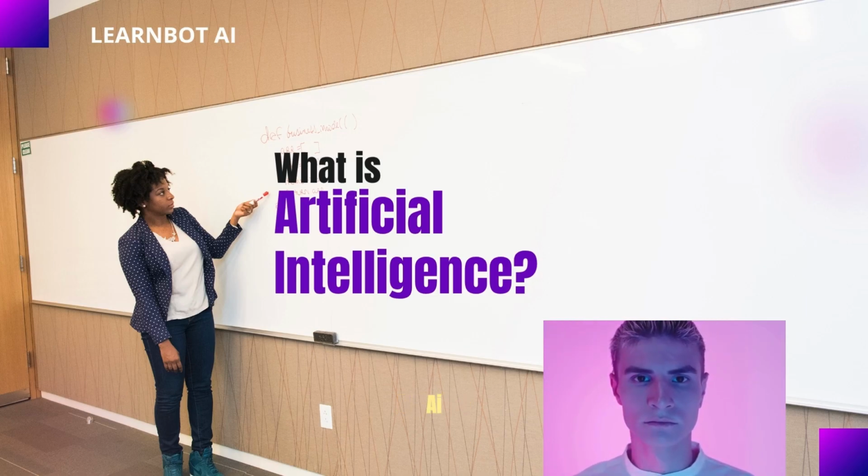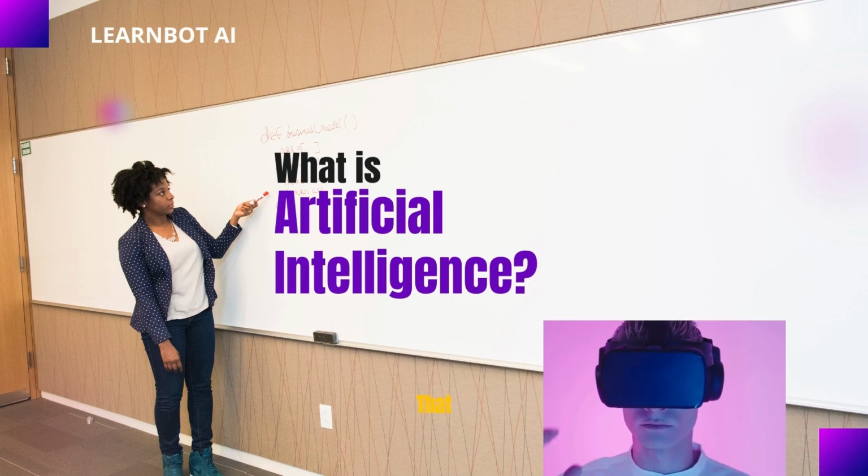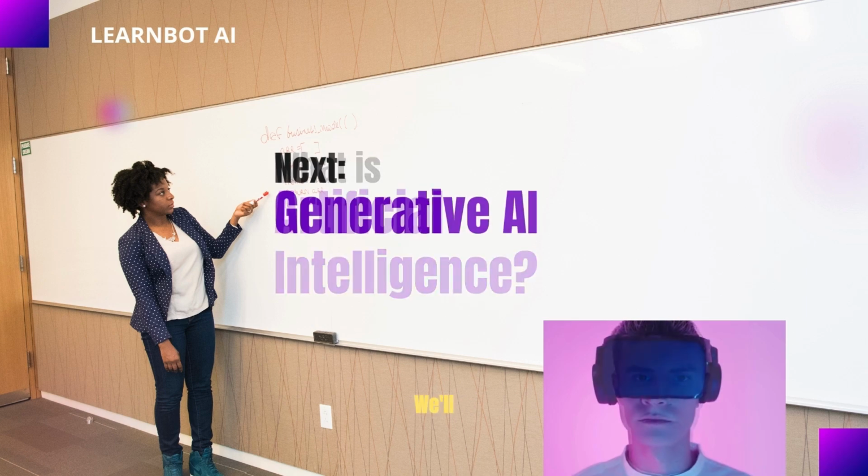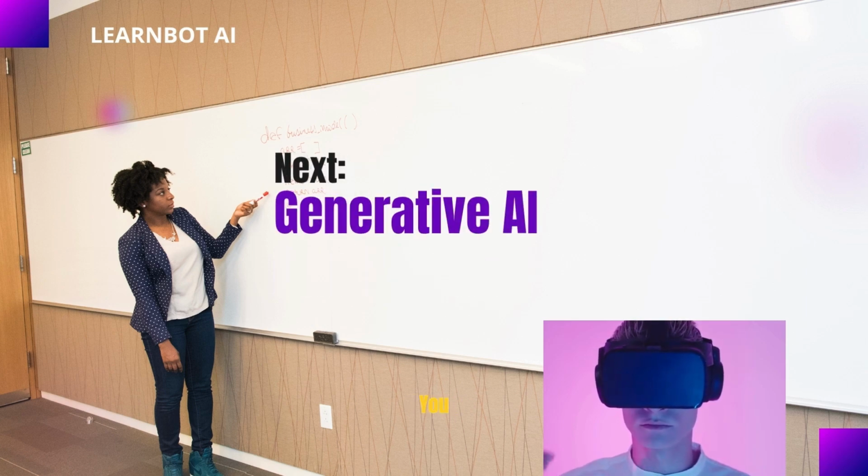Now that you know what AI is, here's the exciting part. There's a special kind of AI that doesn't just think, it creates. It can draw anything you imagine, just from the words you type. That's what we call generative AI, and in the next part, we'll show you how it works, and how you can start creating your own AI art.